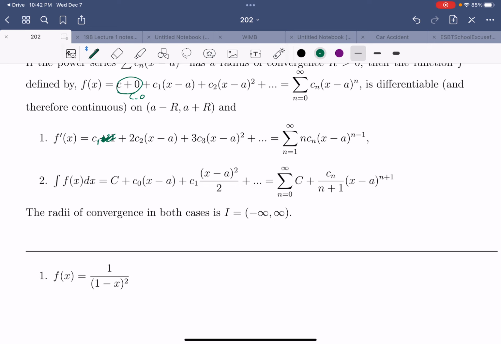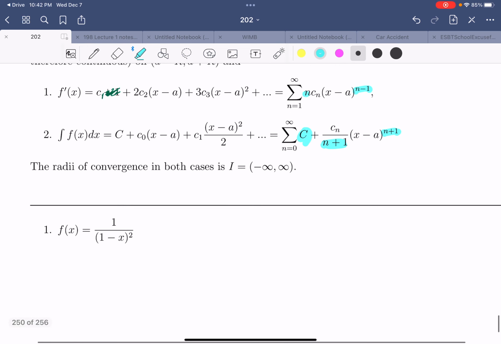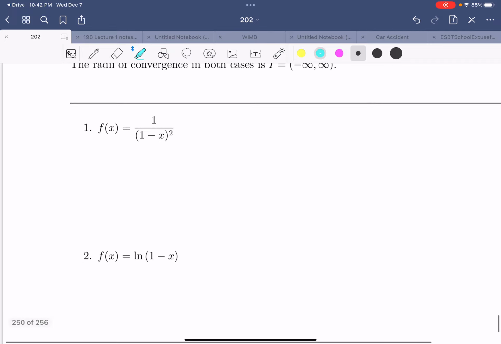In general, what you're doing is you're, from here, bringing down this n, multiplying by the n, and decreasing your n by 1. Okay? If you're trying to integrate it, you're going to do the opposite, right? You're going to add 1 to your exponent, divide by your new exponent, and you're going to add an arbitrary constant. Okay, so exactly the same thing. All right. So let's see how that's going to work.